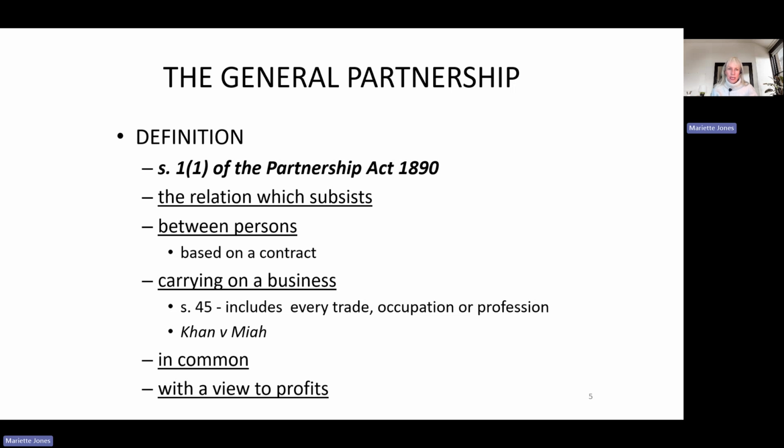The case of Khan v Mia illustrates this definition well. It shows that a partnership may exist even before trading formally begins, so long as the parties are acting together with a view to a profit. In this case, several persons intended to run and operate a restaurant together.